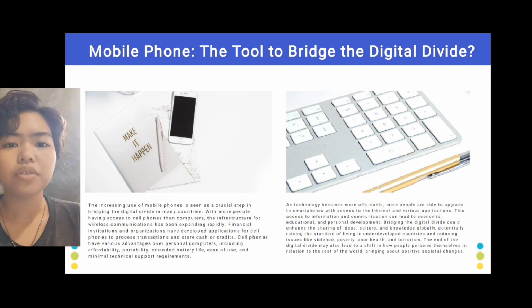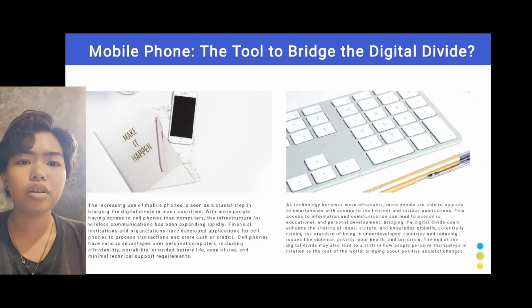Cell phones have various advantages over personal computers, including affordability, portability, extended battery life, ease of use, and minimal technical support requirements. As technology becomes more affordable, more people are able to upgrade to smartphones with access to the Internet and various applications. This access to information and communication can lead to economic, educational, and personal development.